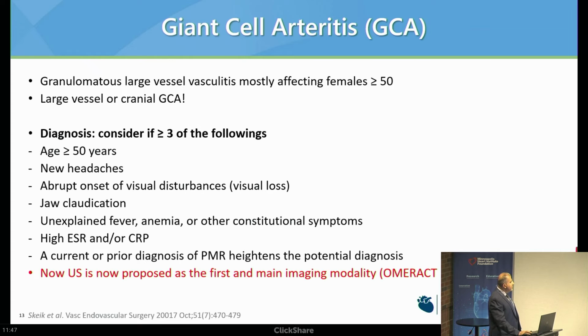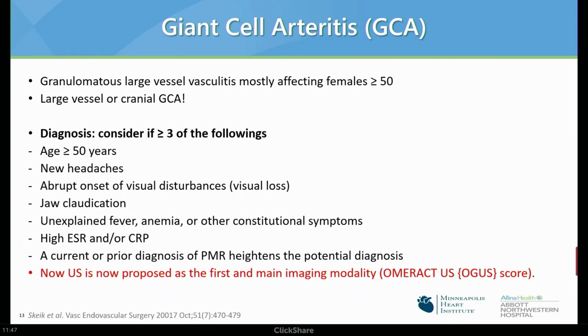And these are the criteria that the American College of Rheumatology uses to make the diagnosis of GCA. You can see that we need to have 3 or more of these criteria, and our patient met most of these criteria. And now we use the most recent update from the American College of Rheumatology from just 2 weeks ago, which focuses on ultrasound as one of the first and main imaging modalities to make the diagnosis of GCA.